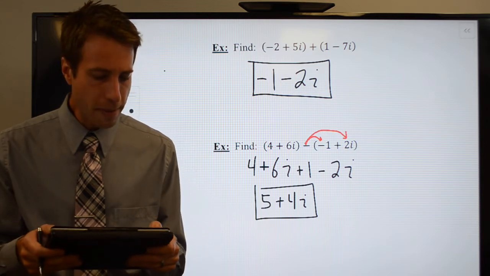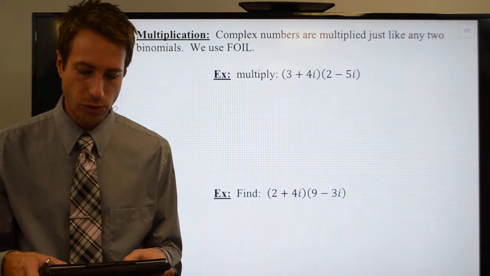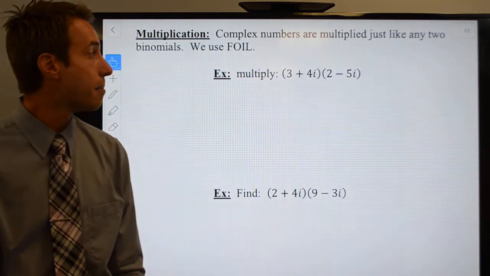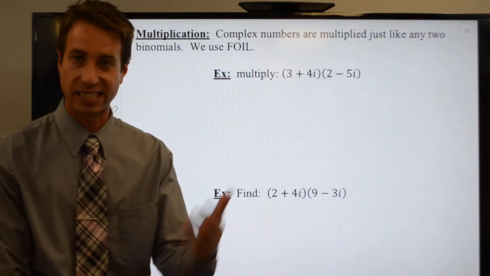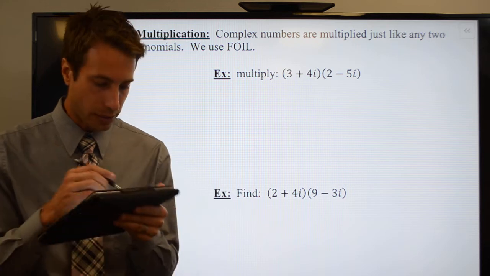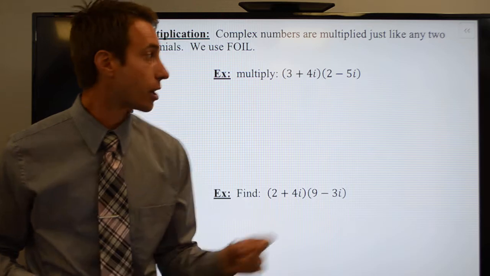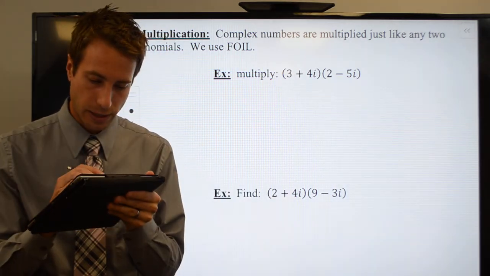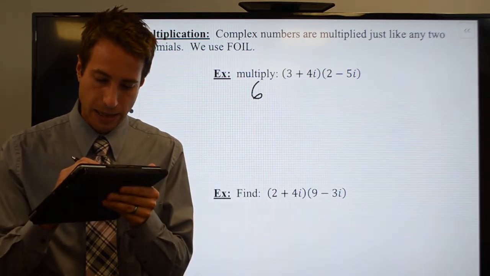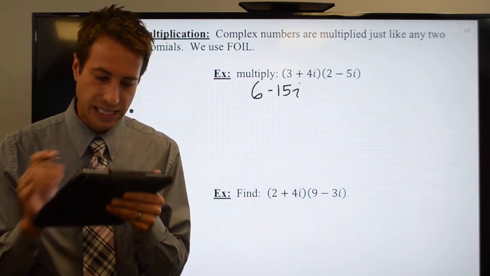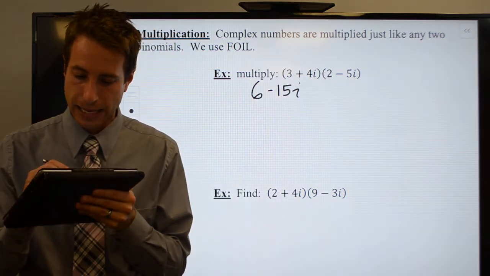Okay, what about multiplication? Well, it turns out that multiplication is going to be just like what you would do if you had real numbers. We'll need to FOIL it out. You guys know how foiling works. You've been doing it since probably pre-algebra. So here we go. Let's go ahead and FOIL this guy out. First terms, 3 times 2 is going to be a 6. 3 times a -5i is going to be a -15i. 4i times 2 would be +8i.